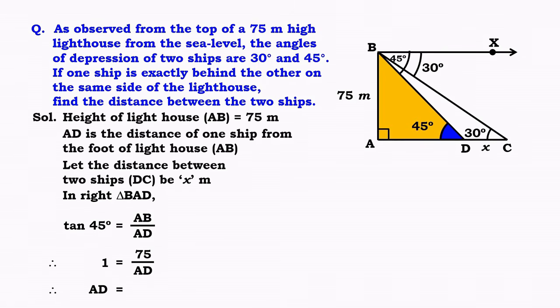We know that tan 45 degrees is equal to 1. Therefore, 1 is equal to 75 divided by AD. Hence, AD is equal to 75 meters. So, the distance of the nearer ship from the foot of the lighthouse is 75 meters. In the figure, we can now see that AD is 75 meters, while DC, the distance between the two ships, is x meters. In the next step, we will consider the second triangle to find the value of x.